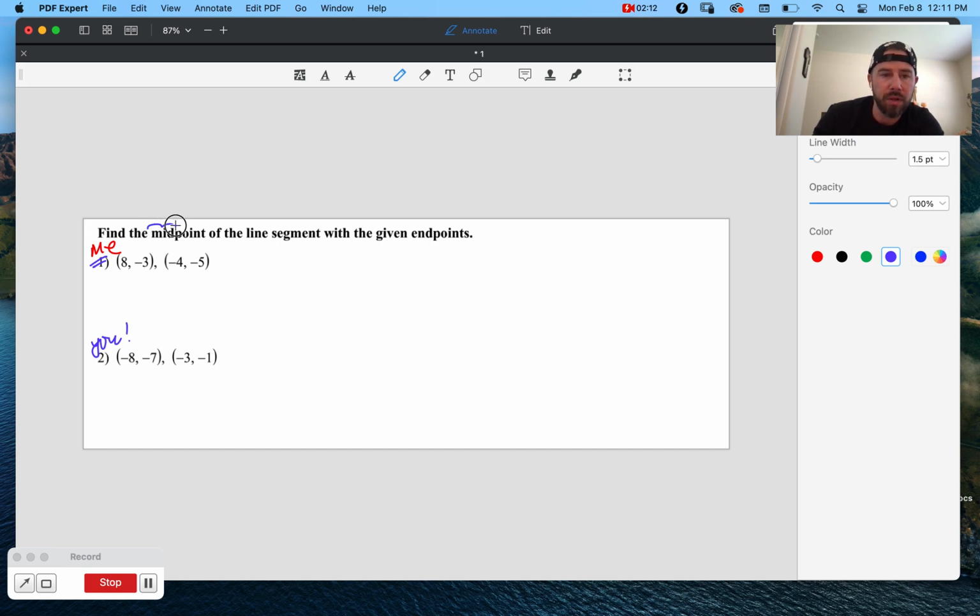All right, so the first couple of questions are going to ask you about midpoint. Now, if they want you to find the midpoint, it's really easy. You add the x's, and then divide by 2. And you do the same thing for the y's. Add the y's, then divide by 2.